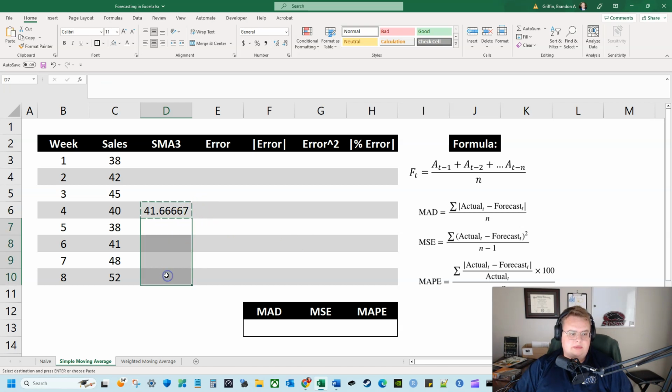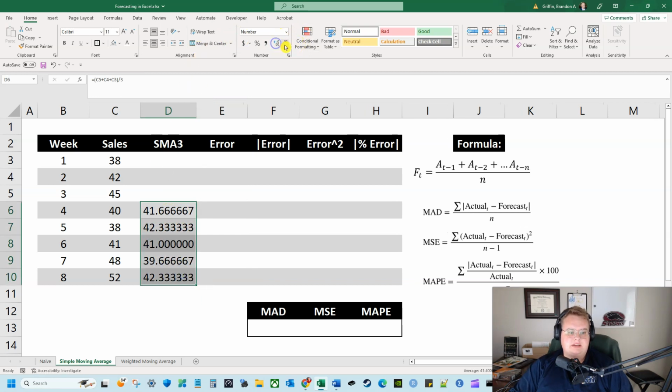I can copy and paste this all the way down. So I'm going to copy this formula, and I'm just going to leave it until the 8th week. And again, you could keep copying and pasting this down. For this example, you'd be able to go to week 9. All right, so I'm going to do that to 2 decimal places.